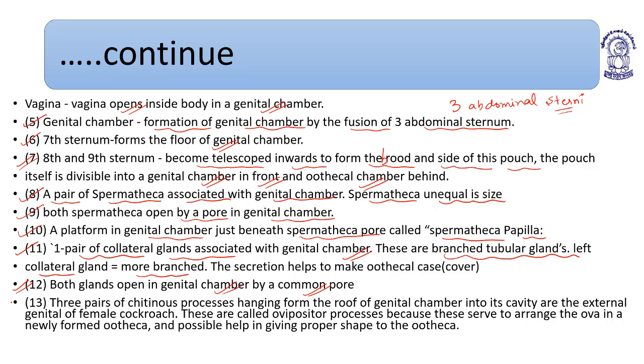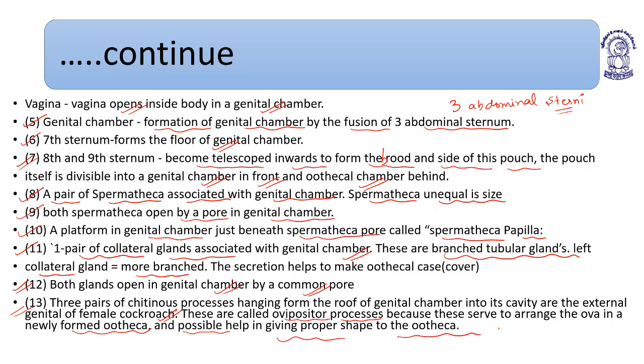Three pairs of chitinous processes hanging from the roof of the genital chamber into its cavity are the external genitalia of the female cockroach. These are called ovipositor processes because they serve to arrange the ova in the newly formed ootheca. So they help to position the ova. That is why the name ovipositor is given. They possibly help in giving proper shape to the ootheca.